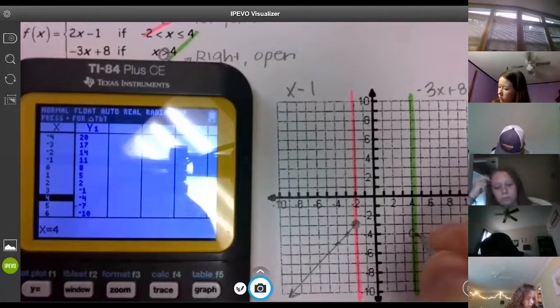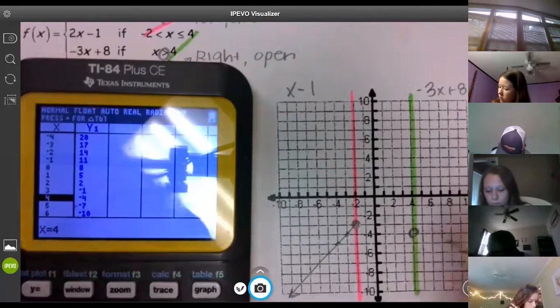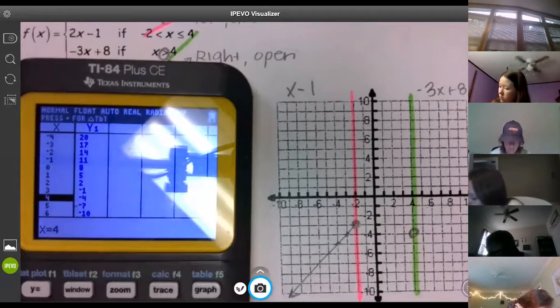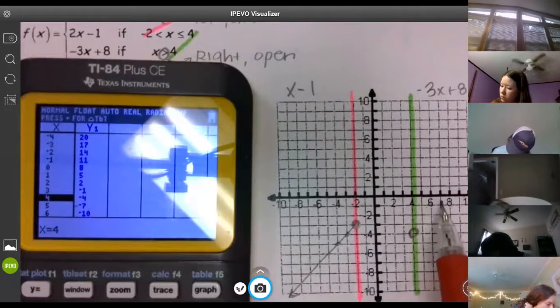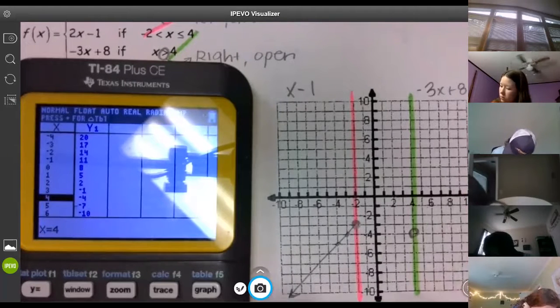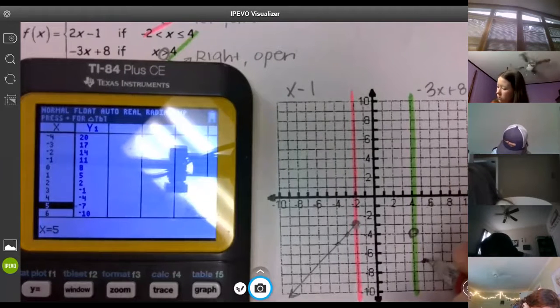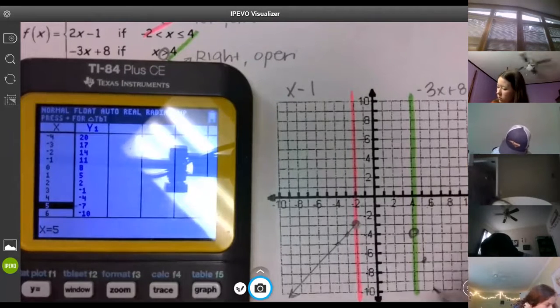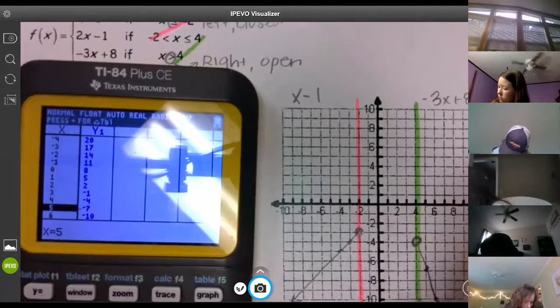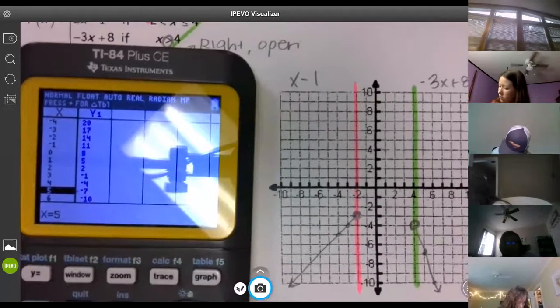4, -4, and it should be open. I'm graphing it to the right side of that green line. So if you guys look, 4, 5, 6, 7, 8, 9, 10. That's what I want. So 5, -7. And 6, -10. That's all we can get on there. So that's exactly what we just did a second ago.